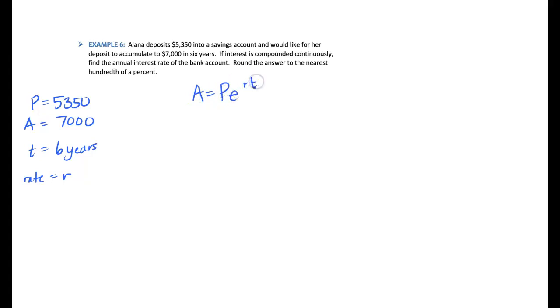So let's find out what information was provided. The deposit of $5,350 would be our principal. The amount that it needs to accumulate to is $7,000. We know that our time is 6 years. And what we don't know is our rate, and that's what we need to find. So let's use our compound continuous formula, and our amount is $7,000, our principal $5,350, and now for our exponent, we're going to have our rate times 6 years, which we would typically see written as 6r.